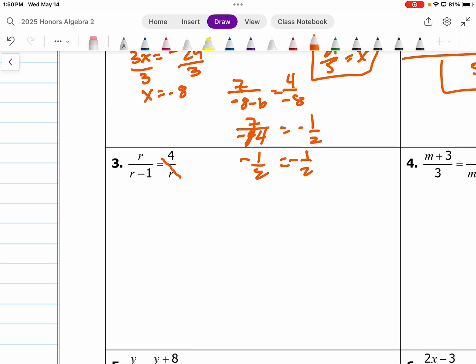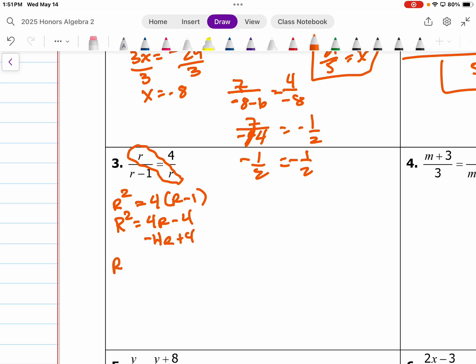As we cross multiply on number 3, we get r squared equals 4 times r minus 1. So this becomes r squared equals 4r minus 4. And then I'm saying, all right, I got to get everything over to one side, factor, and find my solutions. So I'm going to subtract the 4r and add the 4 to the other side. So this is r squared minus 4r plus 4 equals 0. That's an r minus 2 times an r minus 2.